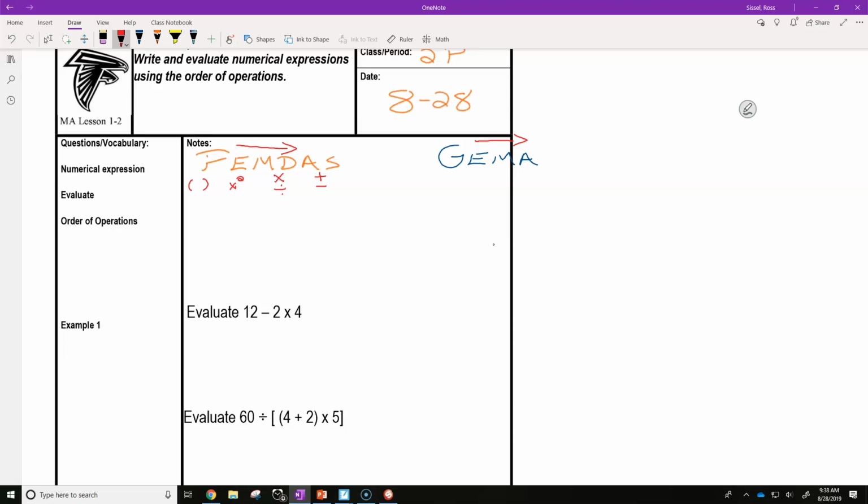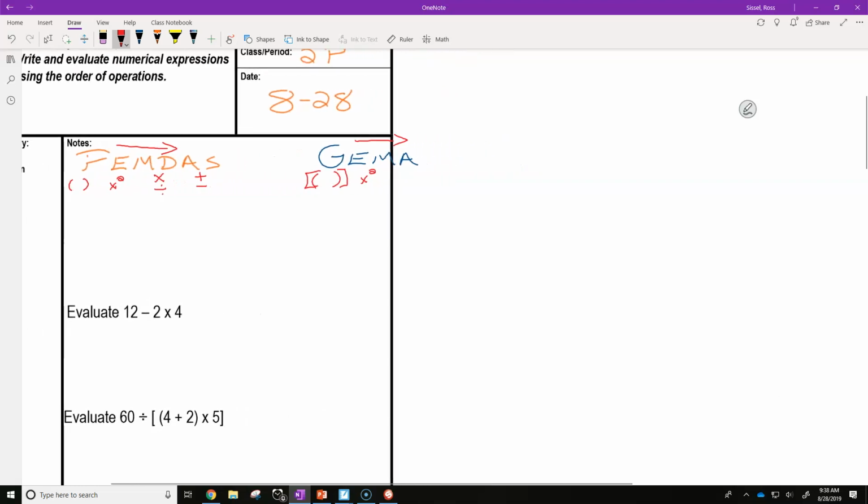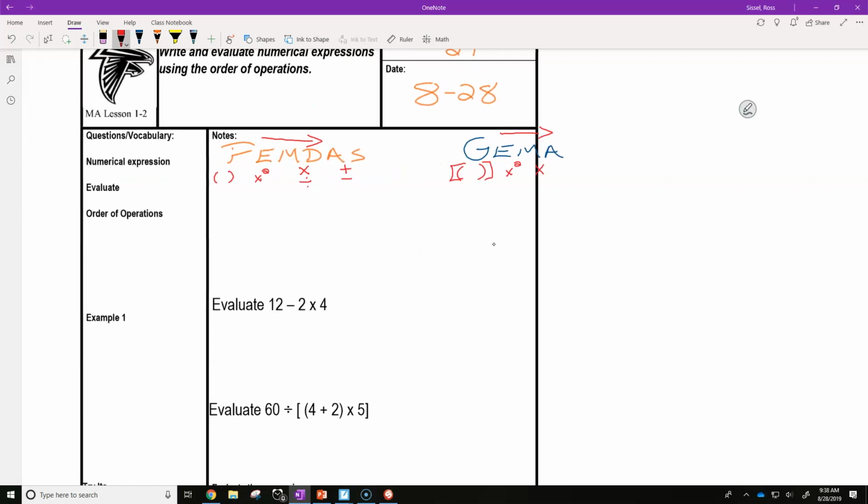GEMDAS. G stands for grouping, which is like our parentheses or our brackets. E is exponents, the same thing as in PEMDAS. M is multiplication or division, which is the same thing. A is addition or subtraction. So it's really the exact same thing. It's just, what are you more comfortable with? So here's how we're going to do this.